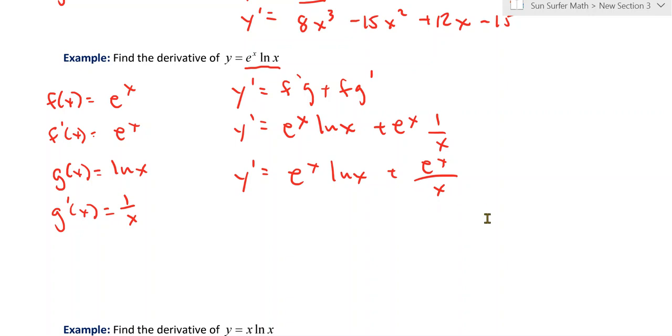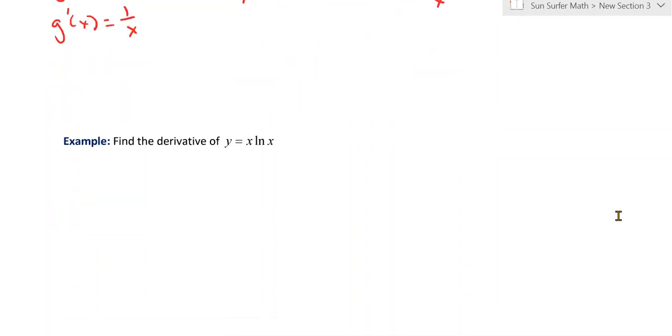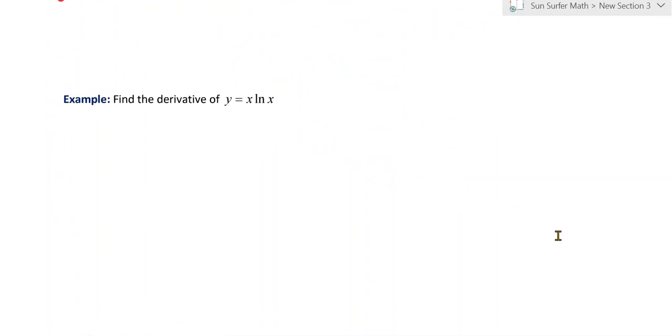And the last one I'm going to do in this video is x times the log of x. So again, we have a product. We let f of x be equal to x. The derivative of that would be simply 1. G of x is equal to the log of x. The derivative of that is 1 over x.